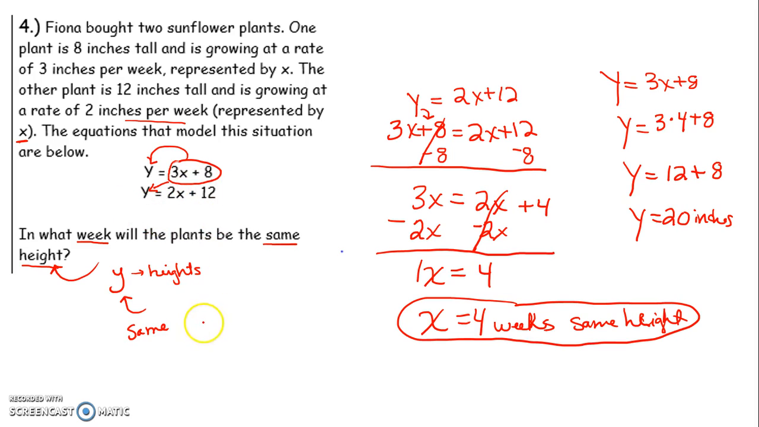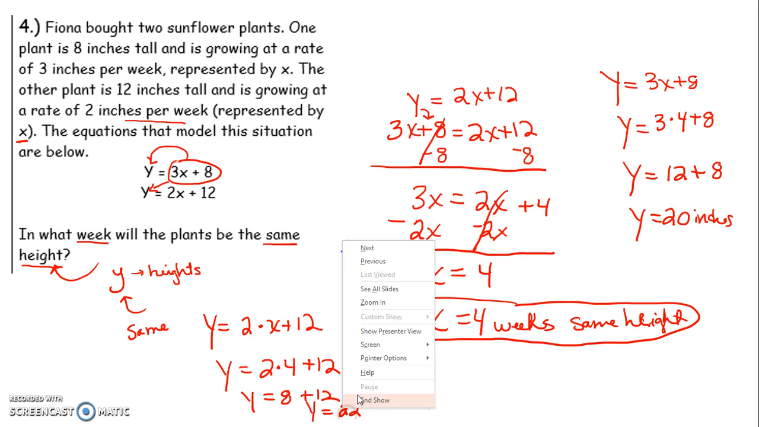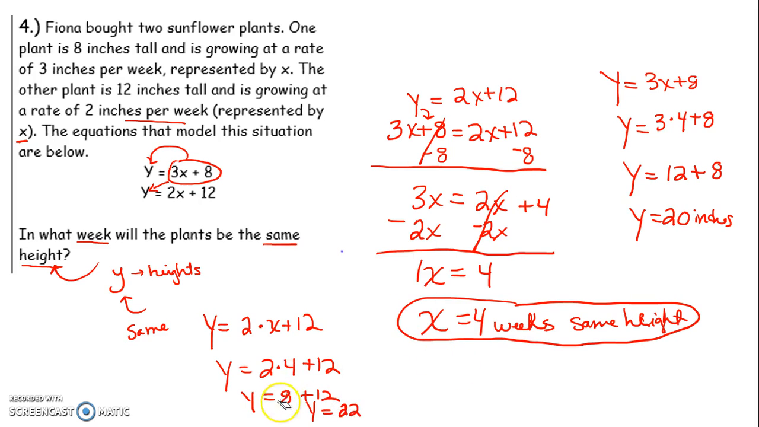How about this other plant? Let's hope after 4 weeks it's also 20 inches tall, because that's what we were looking for. 2 times x plus 12 for this second plant. Y equals 2 times 4 plus 12. 2 times 4 is 8. 8 plus 12 is, oh shoot, it's going to be 20. Sorry about that. 8 plus 12 is 20.